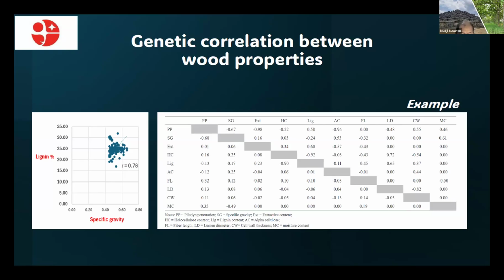Improving overall breeding efficiency. Considering genetic correlation can lead to more efficient breeding programs by allowing breeders to select for multiple traits simultaneously, potentially shortening the breeding cycle. Okay, the next.